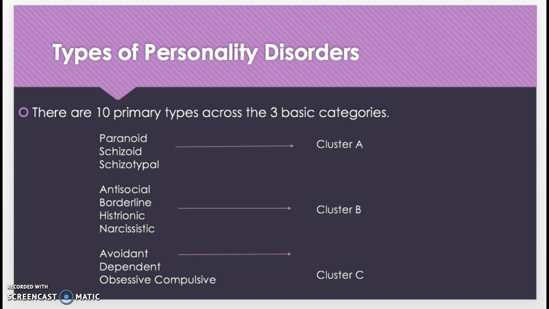In cluster A, we have paranoid, schizoid, and schizotypal personality disorder. In cluster B, we have antisocial, borderline, histrionic, and narcissistic personality disorder. And in cluster C, we have avoidant, dependent, and obsessive compulsive personality disorder.